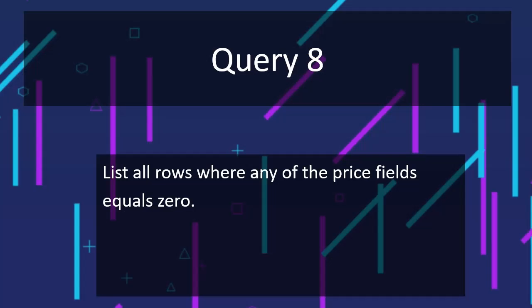Let's do the question for query 8. List all rows where any of the price fields equals 0. This means the open, high, low, or closing prices. Now, in real-world trading data, it's extremely rare for a stock's open, high, low, or close price to be exactly 0. That usually means something went wrong. Maybe the data wasn't recorded properly, or there was a system glitch. So the goal here is, show me any rows where the open, high, low, or close is 0.